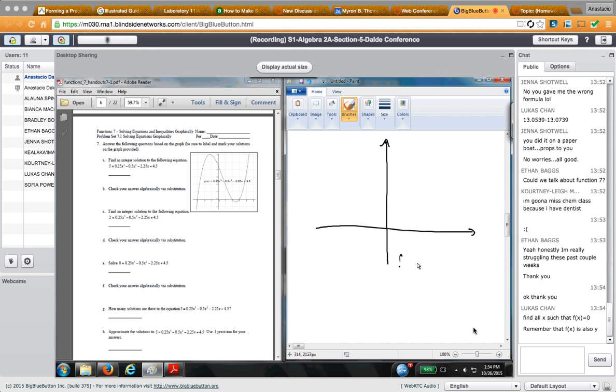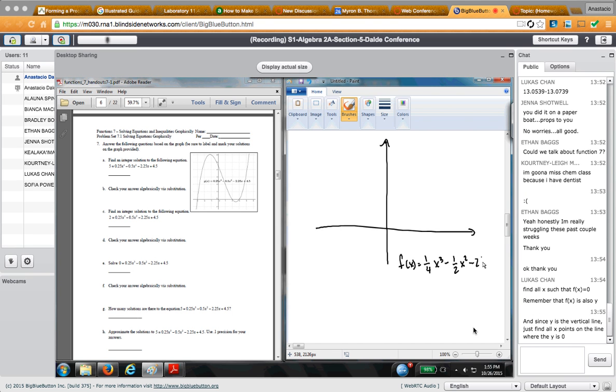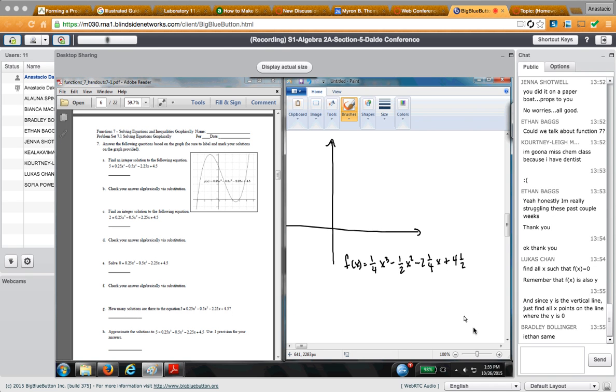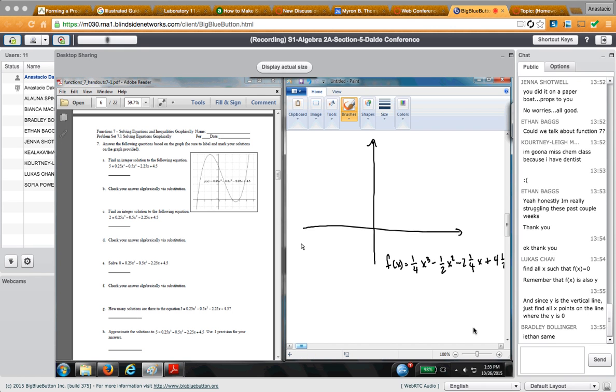f of x is equal to 1/4 x cubed minus 1/2 x squared minus 2 1/4 x plus 4.5. You don't need to write that down. I'm just letting you know that that's what the graph is, and it looks kind of like this. If you were to put this in Desmos, you would basically see this graph. Cool.